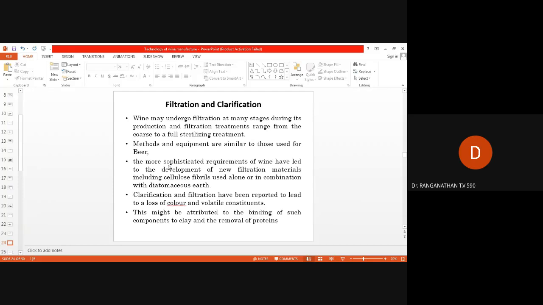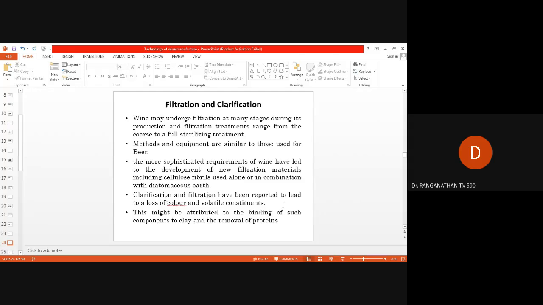Filtration is to remove the matter, which can be something like your skin and other things. Clarification is where further pectin and other things are removed to give a clear wine.